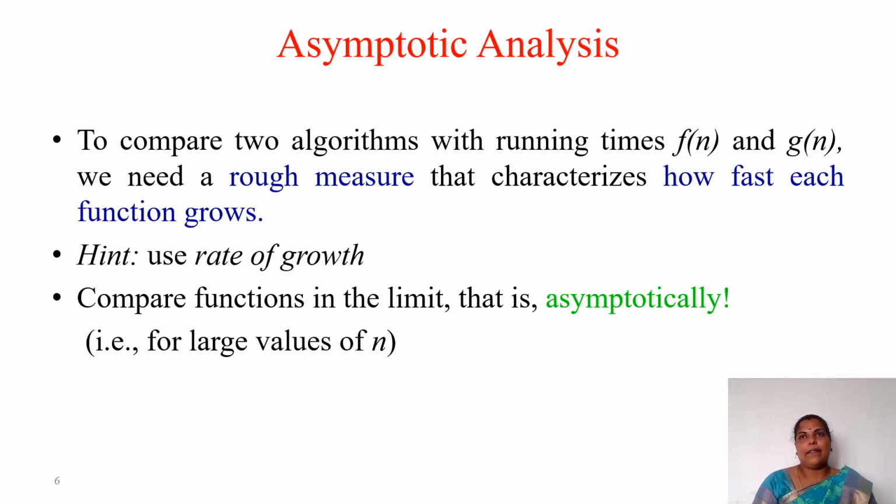So here we are having the asymptotic analysis. We know what asymptotic notation is, and now we have to know how to analyze it. To compare two algorithms with running times f of n and g of n, we need a rough measure that characterizes how fast the function grows. Here we have to look into the rate of growth of different functions.